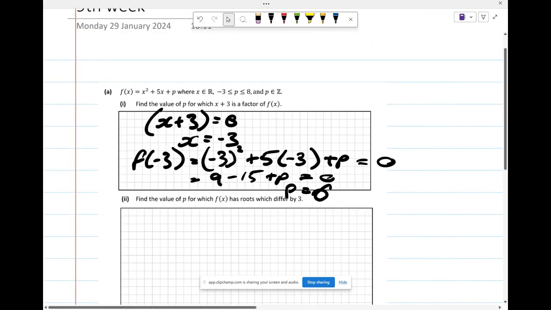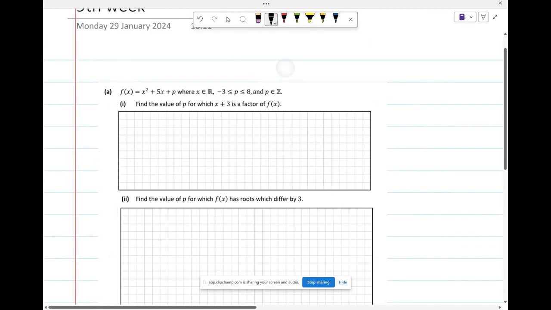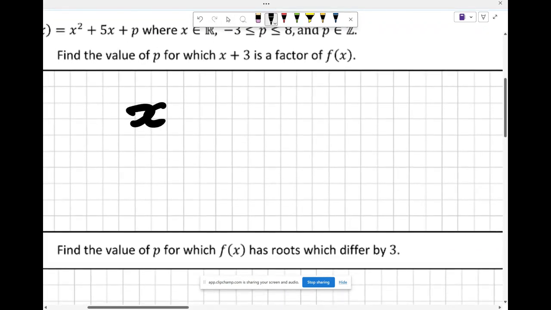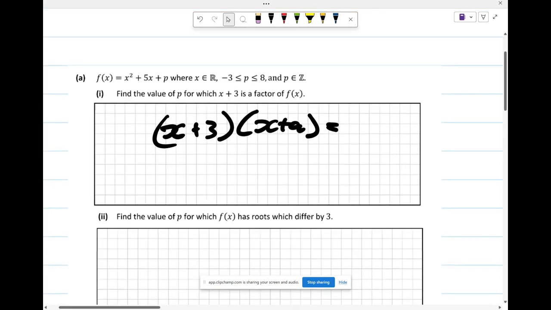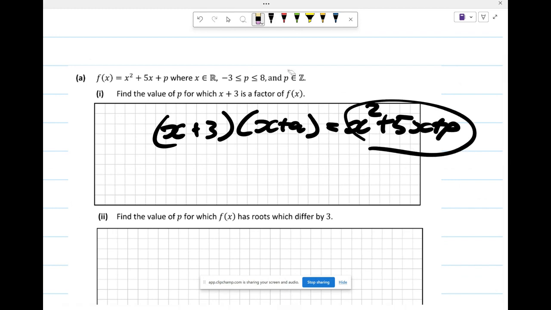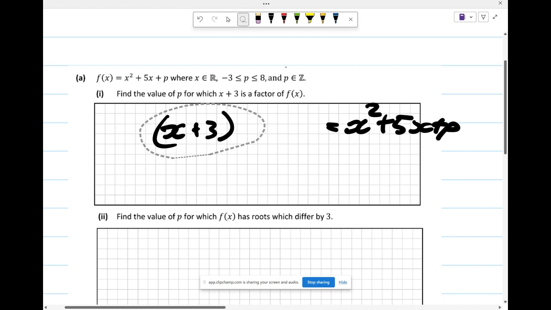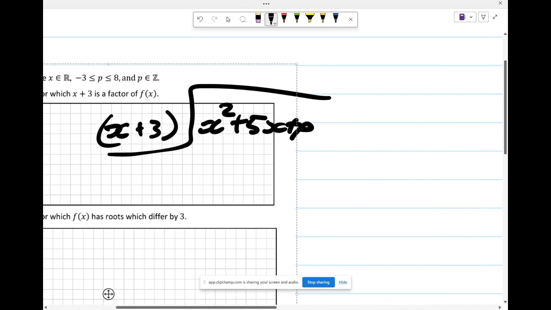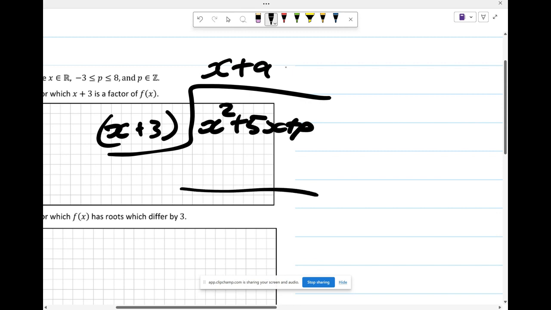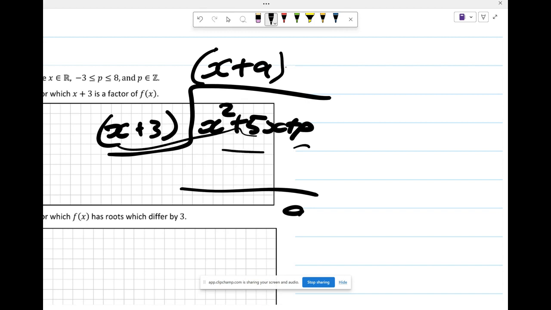Great. One last way we could have done this is more factors. So if we know factors multiplied together, so x plus a times x plus 3 is equal to x squared plus 5x plus p. So factors multiplied together give the equation, but that also means that factors divided into the equation give the other factor. So if I divide x squared plus 5x plus p by the factor that I know, I'm going to get x plus a up here, and I'm going to get a remainder of 0. So they should divide in evenly. Okay, great. And so we're going to divide in. We're going to be left with some kind of a remainder with p down here.